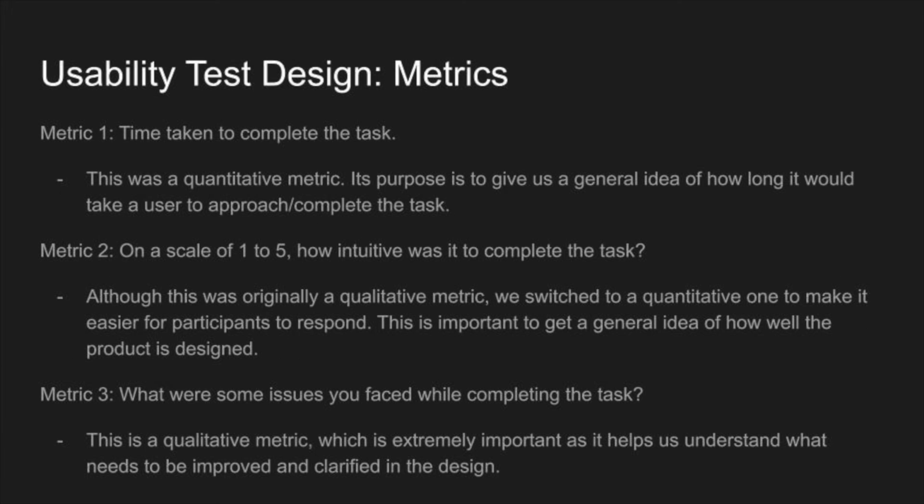We decided on 3 metrics that would provide a comprehensive analysis of the Dream Machine's usability. Our first metric was a quantitative measure of how long each task took. We used a digital stopwatch to measure the time it took in seconds for users to approach and complete a task. Our second metric asked users, on a scale of 1 to 5, how intuitive was it to complete the task. We created this metric to measure how well the product is designed. Because this question utilized a numerical scale, the test was also quantitative.